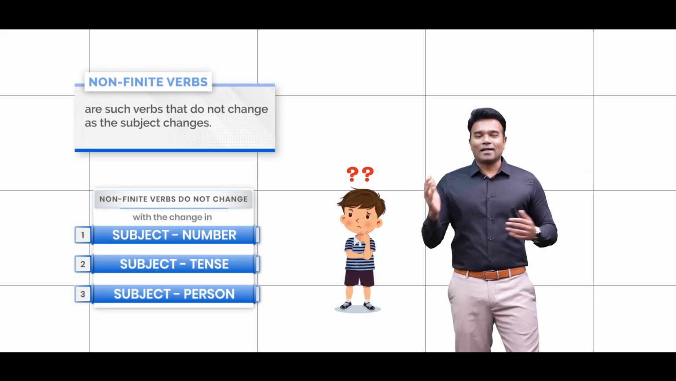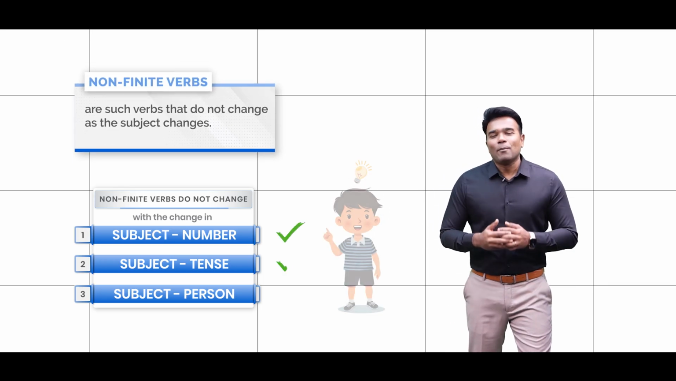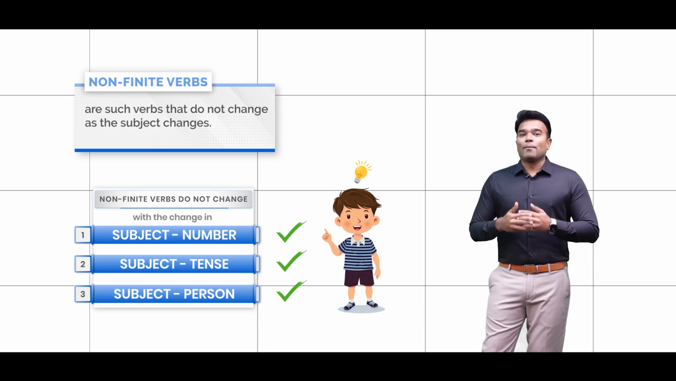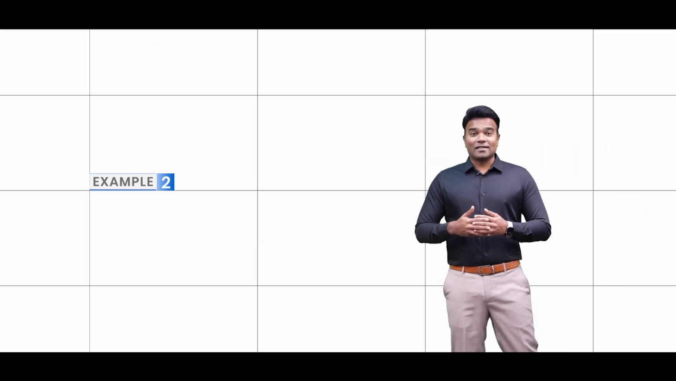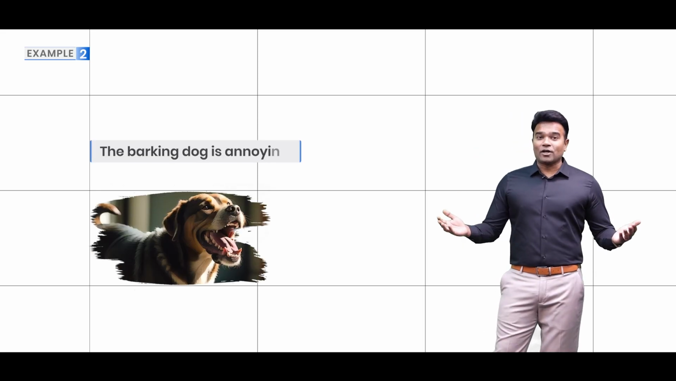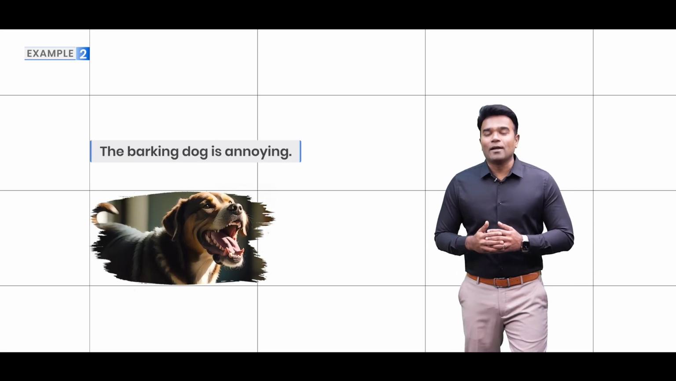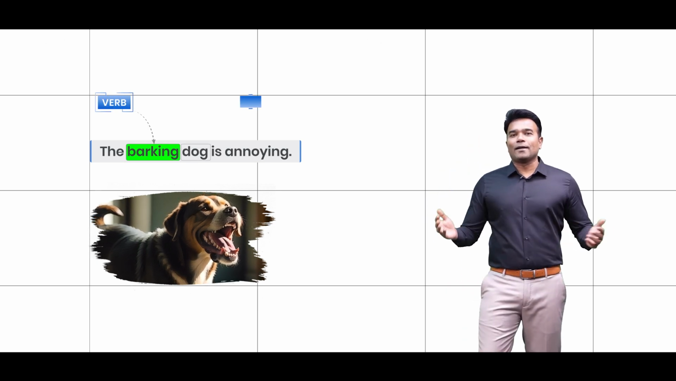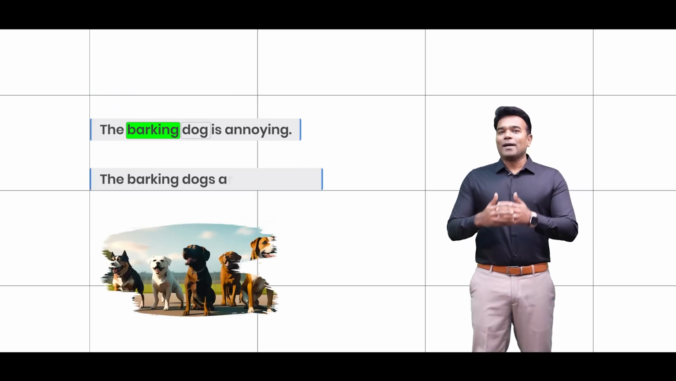So, all said and done, I am sure now the definition of the non-finite verb is completely clear to you, and let me now give you one final example before I end this session. Have a look at this example. The barking dog is annoying. I am sure that in this example you have already identified barking to be the verb and dog to be the singular subject, but just in case I express this in the plural form like this.